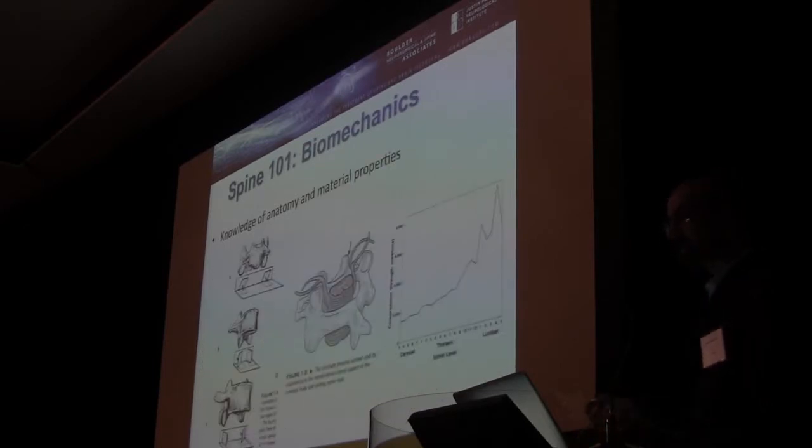We also have to know anatomy and material properties. So the orientation of the joints and the shapes of the vertebral bodies also change as we go from the cervical to the thoracic to the lumbar spine. So not all the bones are the same, and they don't look the same. They're all designed differently to provide us with different levels of motion.